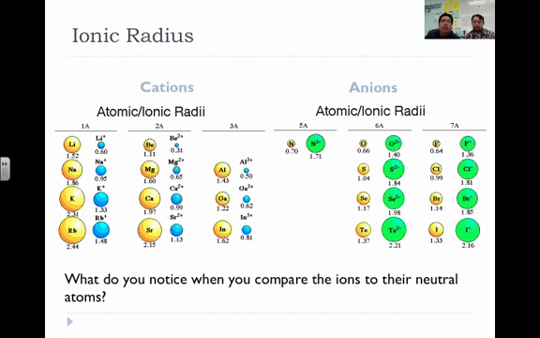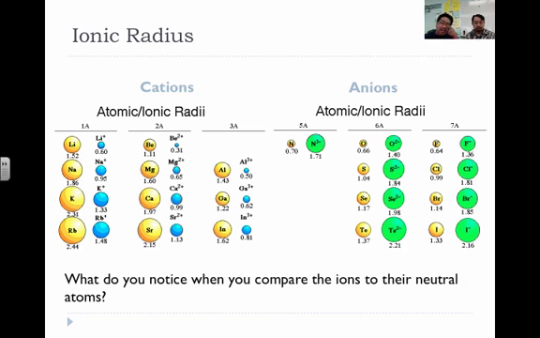Okay. We can also talk about ionic radius. Remember, we have two kinds of ions to be aware of. Some elements will lose electrons and become positively charged. Other elements will gain electrons and become negatively charged. Positively charged ions are known as cations. Negatively charged ions are known as anions.